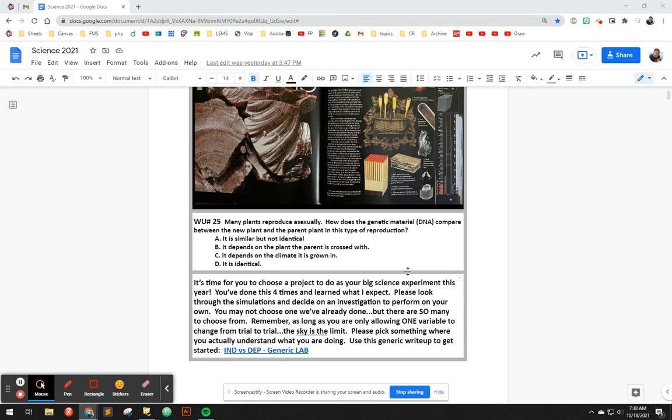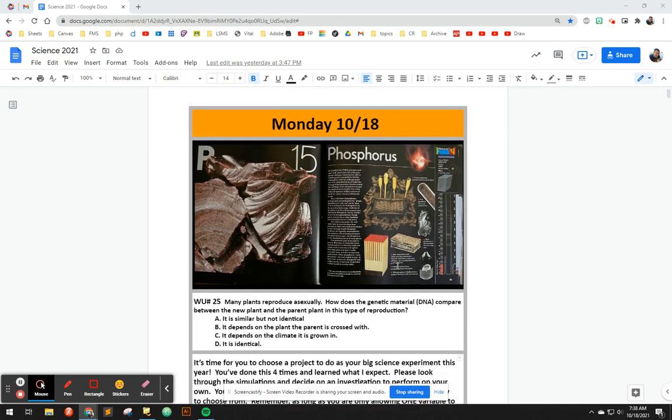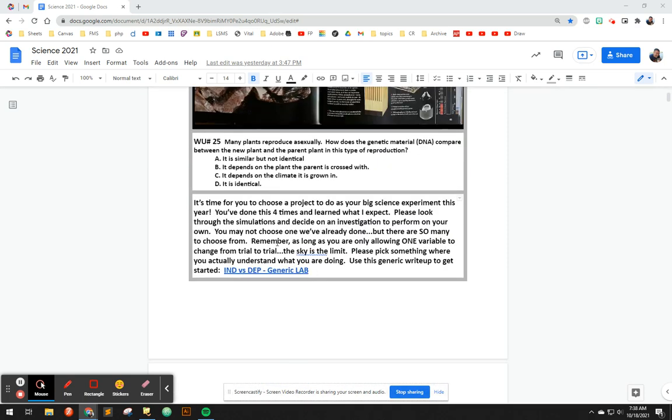All right, it's time to start the annual science experiment. Every year, my students do a big science project for the state of Oregon, and it's time for that again. So here's your Monday lesson plans. And as I explain in this paragraph right here, you've already done this 4 times, so you should know how to do it. Please look through the simulations to decide on an investigation.